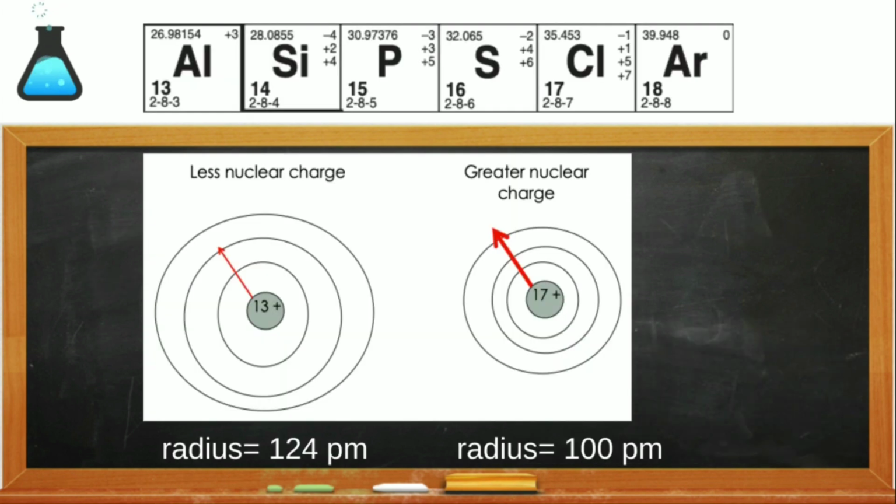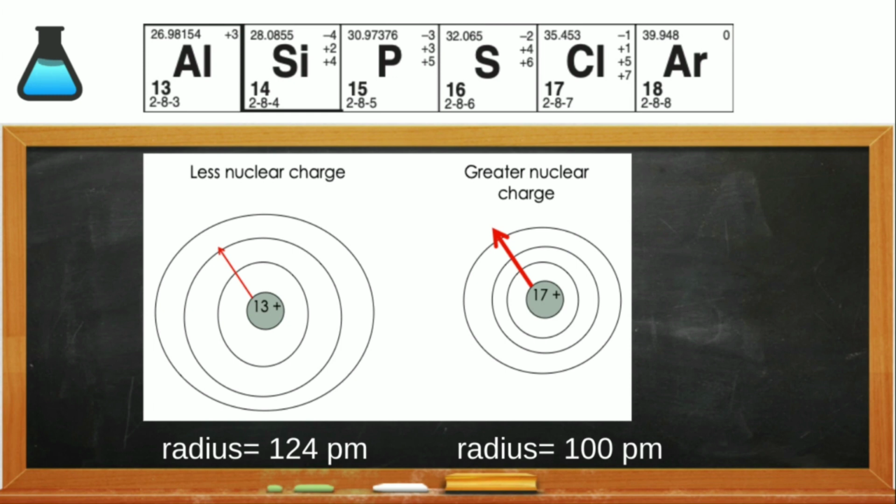So here you can see when we're looking at period number 3, we're comparing the radius of aluminum, element number 13, to the radius of chlorine, element number 17. You can see that both atoms have 3 principal energy levels, or 3 sets of numbers in their electron configuration. But because chlorine has a more positive nucleus, it is able to pull that third shell in tighter than aluminum is, because aluminum has less positive charges.